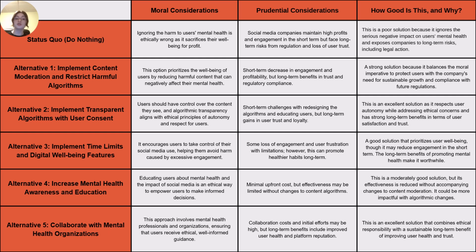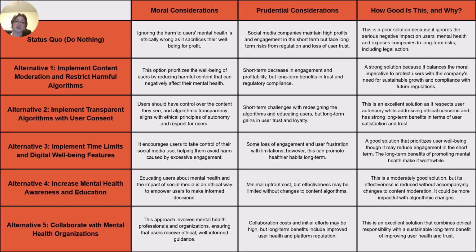Alternative 2: users should have control over the content they see, and algorithmic transparency aligns with ethical principles of autonomy and respect for users. The short-term challenges are redesigning the algorithm and educating users, however, the long-term gains are in user trust and loyalty as well as their autonomy. This is an excellent solution as it respects users' autonomy while addressing ethical concerns and has long-term benefits in terms of user satisfaction and trust.